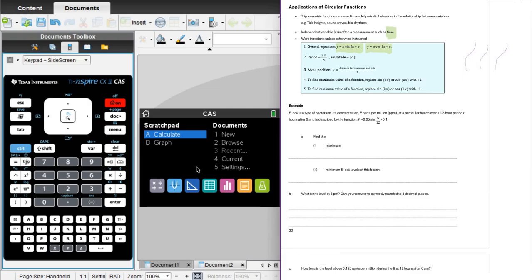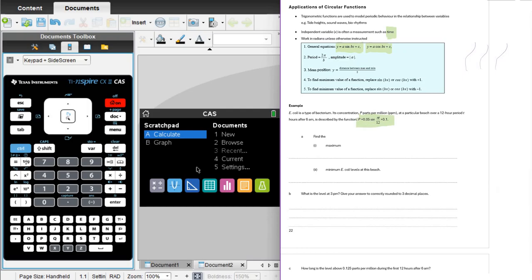We're going to work through some, making sure that we highlight things like keywords and what the question's actually asking for. This first one here, there are parts of it that you can just answer by hand, okay? But if we had a look at this, we've got a type of bacteria and its concentration at a particular beach over a 12-hour period is modelled by this equation here.